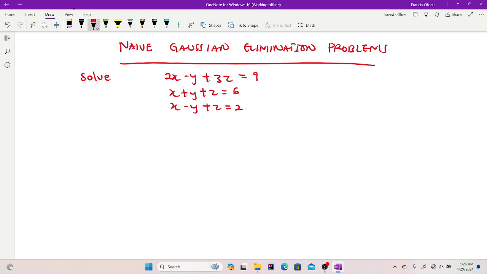So we have to solve this equation. Solving means you have to find the unknowns x, y, and z, right? Using the naive Gaussian elimination. In our previous video, we talked about the algorithm, how to find the unknowns using the naive Gaussian elimination. I will entreat you to watch or visit that video. So to start, let's write our solution.